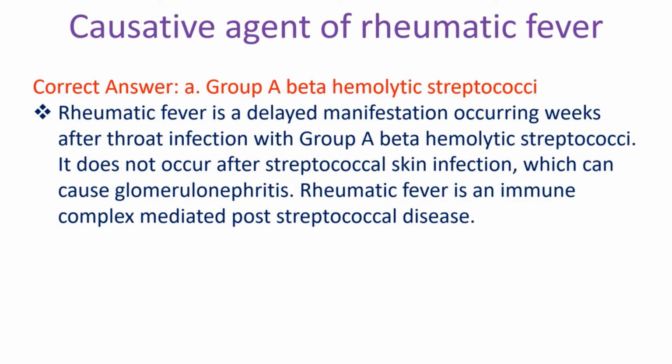Correct answer A. Group A beta hemolytic streptococci. Rheumatic fever is a delayed manifestation occurring weeks after throat infection with Group A beta hemolytic streptococci. It does not occur after streptococcal skin infection, which can cause glomerulonephritis. Rheumatic fever is an immune complex mediated post-streptococcal disease.